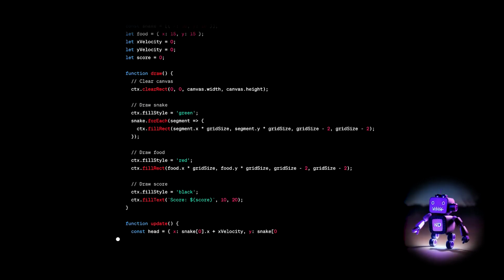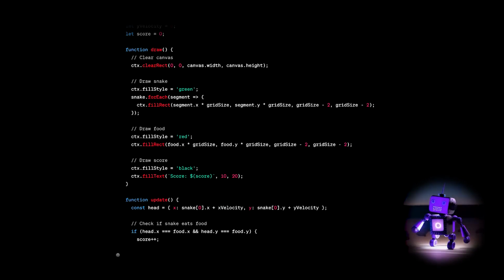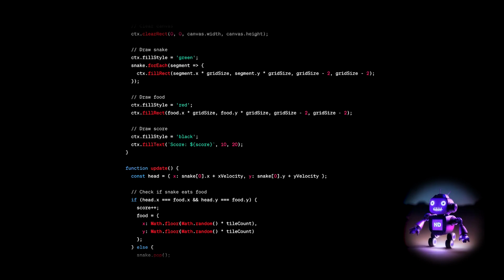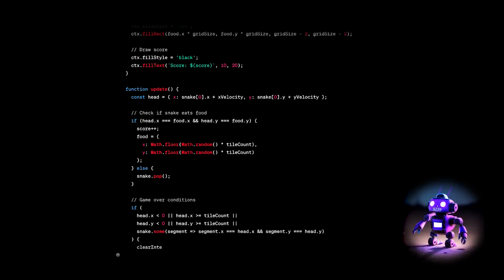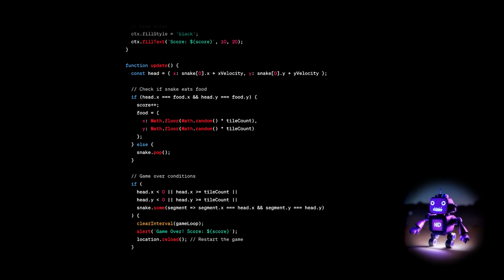Transitioning to the update function, we delve into the core game logic. Its purpose is to handle the game logic and update the game state accordingly. Firstly, it calculates the new position of the snake based on its current direction of movement. It checks if the snake has collided with the walls of the game area or with itself, signaling the end of the game if such collisions occur.